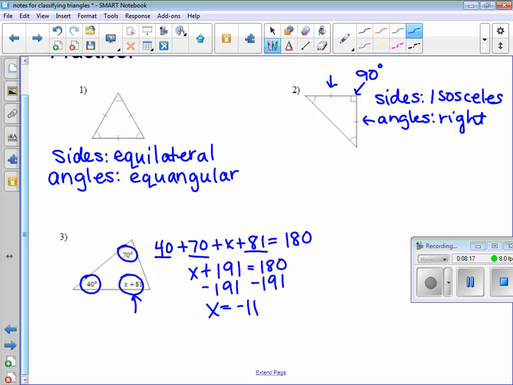Now we have to take x equals negative 11 and substitute. So we work this out. Negative 11 plus 81 is 70. So this angle right here is 70 degrees. We have 3 angles that are all less than 90 degrees. So classifying this triangle by its angles would be acute. Now, we have 2 angles that are equal. We have 2 angles that are 70 degrees. So that means we are going to have 2 sides that are equal. So when we have 2 sides that are equal, we can classify it as isosceles.